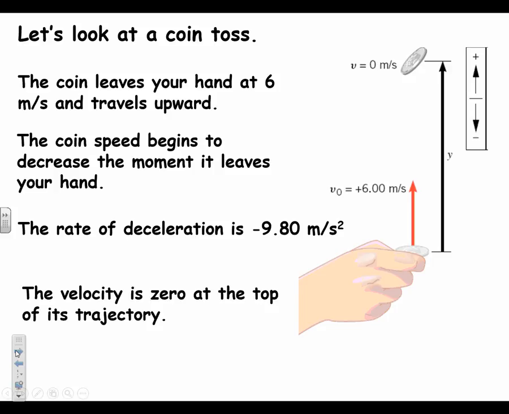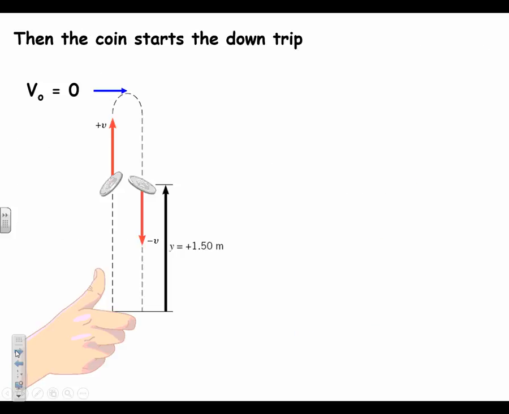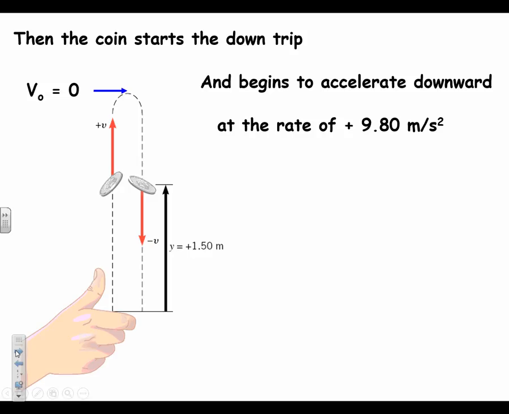Now the velocity is 0 at the very, very top. As it switches directions, it's going to stop and change directions, just like it did when it crossed from quadrant 1 to quadrant 4 in our graphs. It stopped and switched directions. Then the coin is going to start its downward trip. So it's going to start from 0 meters per second, and it's going to then accelerate as it moves downwards. That acceleration rate is going to be a positive 9.8 meters per second squared.